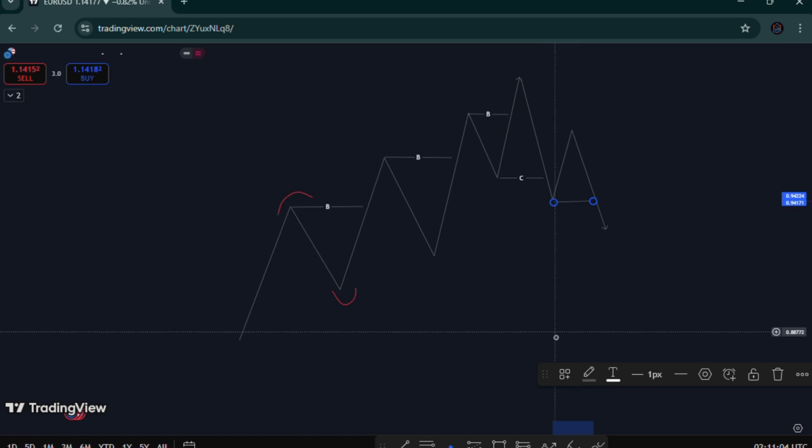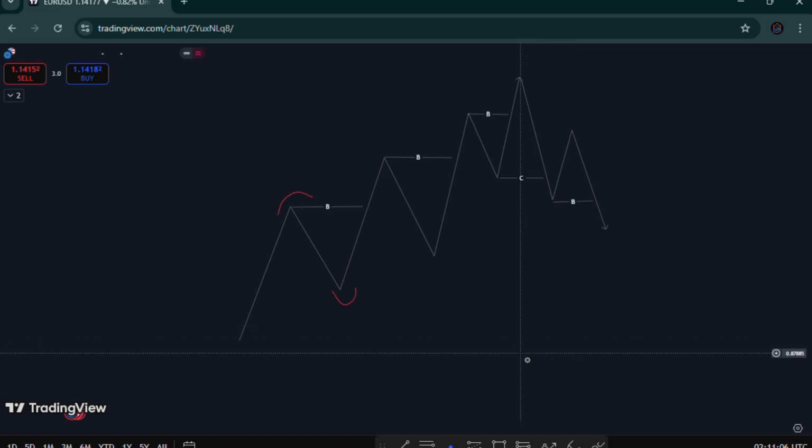All right, so let's head into the advanced type of market structure. One thing is, this type of market structure is usually seen on the daily time frame, the 4-hour time frame, the 1-hour time frame. This is where you can see the simple market structure.